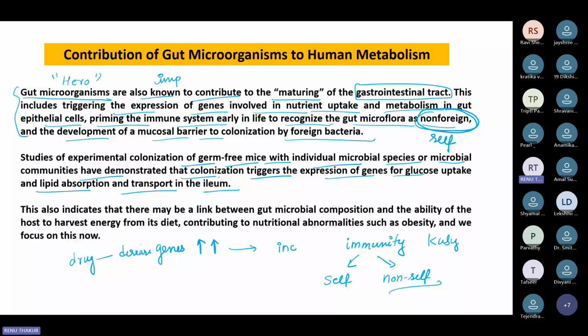If there are so many microorganisms in our gut, they will trigger the expression of genes for glucose uptake and the lipid absorption and transport in the ileum. So this indicates that there may be a link between gut microbial composition and the ability of the host to harvest energy from its diet. So there is a direct correlation between gut microbial composition and the ability of the host to harvest energy from its diet.